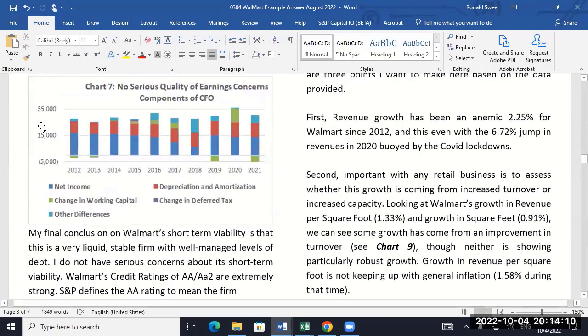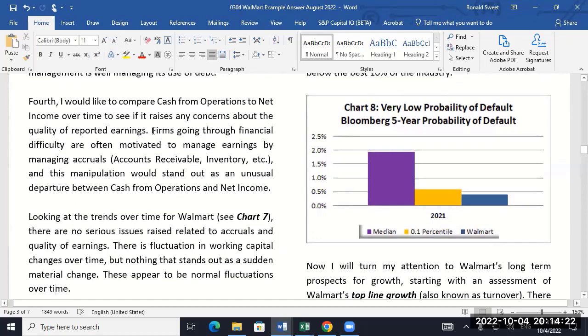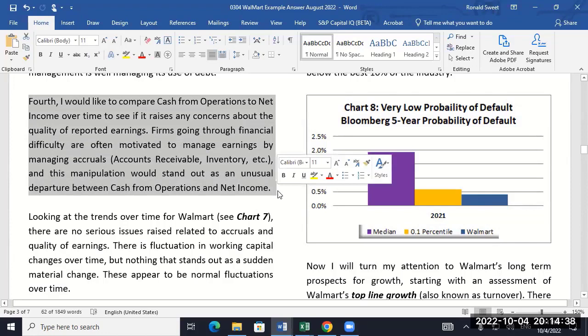All right. So you read the paragraph. I like to compare cash from operations and net income over time to see if it raises any concerns about the quality of reported earnings. Why do I have this under solvency and liquidity right here? Firms going through financial difficulty are often motivated to manage earnings by managing accruals, and this manipulation would stand out as an unusual departure between cash from operations and net income. You can leave this sentence in there word for word. I really like this sentence. If you can word it better, that's fine. Maybe I'll steal your wording. But most students just leave it word for word.